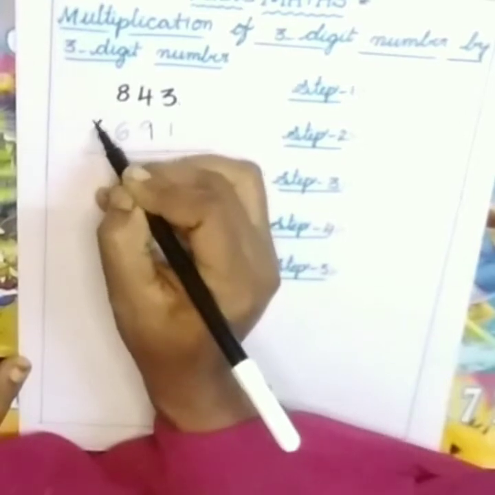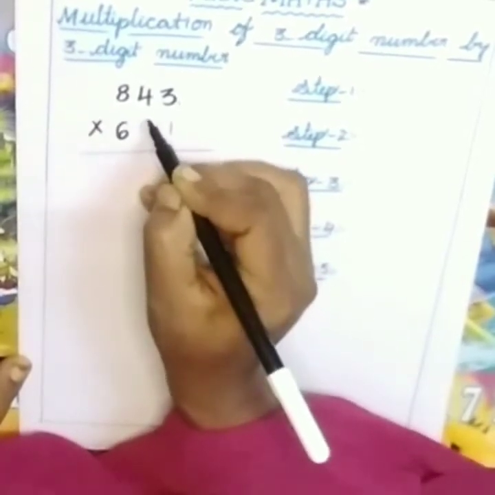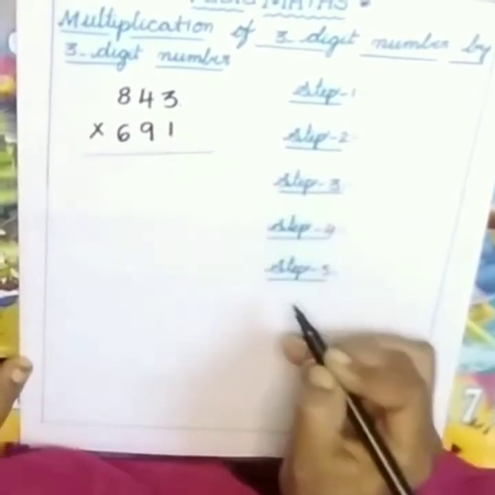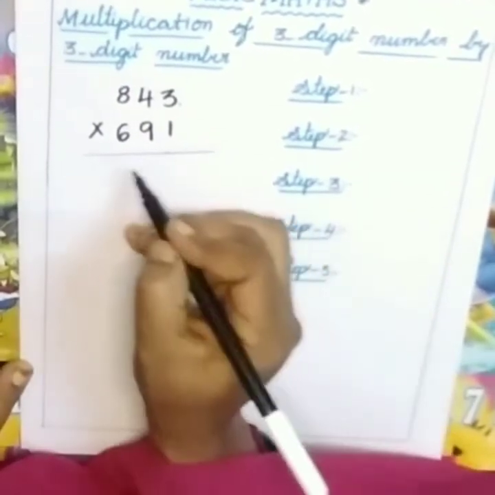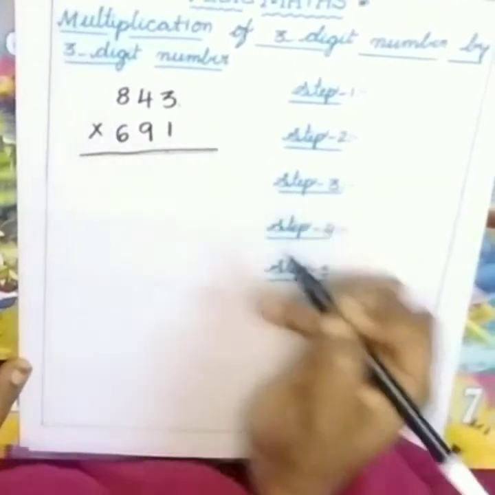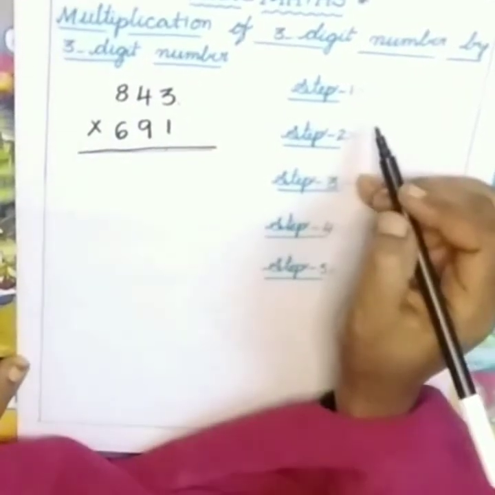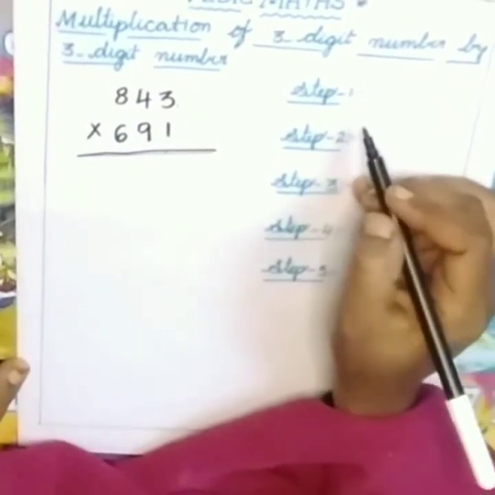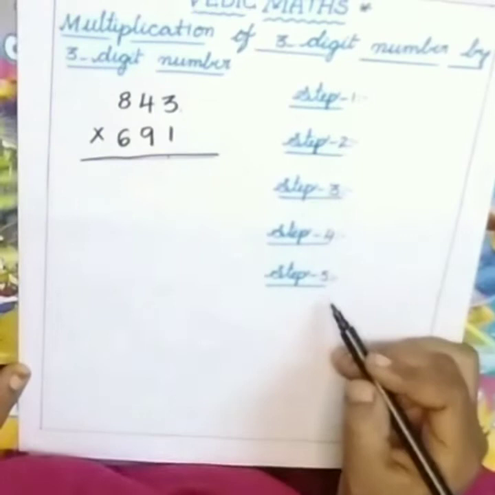843 is multiplied by 691. How to multiply this, I will explain now. Before solving, I'll tell you some steps. What are the steps involved in this process? Here we have 5 steps.